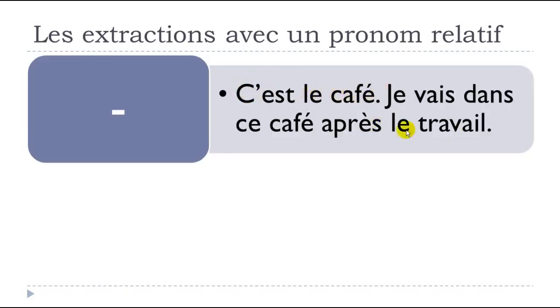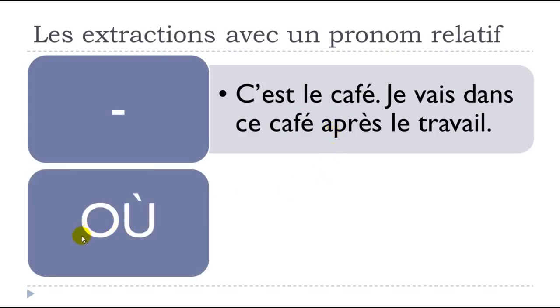C'est le café. Je vais dans ce café après le travail. So exactly the same thing. C'est le café, so it's the café. Je vais dans ce café, I go to this café, après le travail, after work. In that case, you can see that it's dans ce café, and we're talking about a place. When we're talking about a place, we will use le pronom relatif où. Remember to put the accent on où.